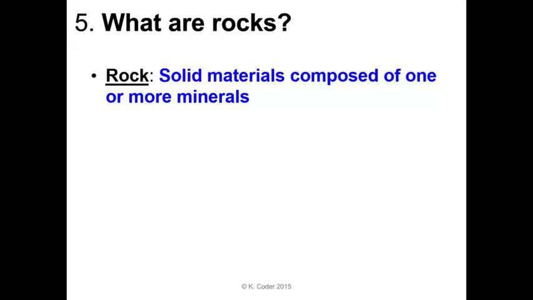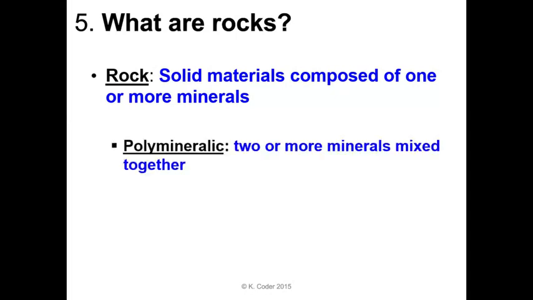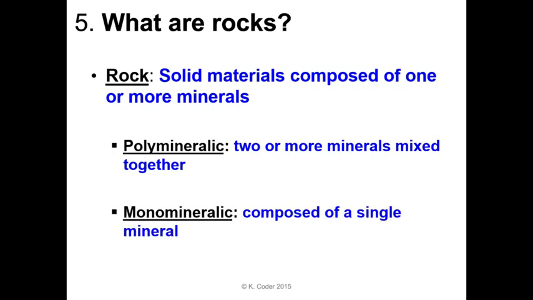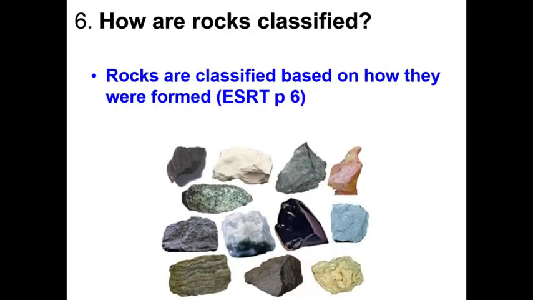Now a rock is a solid material composed of one or more minerals. A rock that has two or more minerals mixed together is considered polymineralic, and a rock that's composed of a single mineral is considered to be monomineralic. So rocks are classified based on how they're formed.